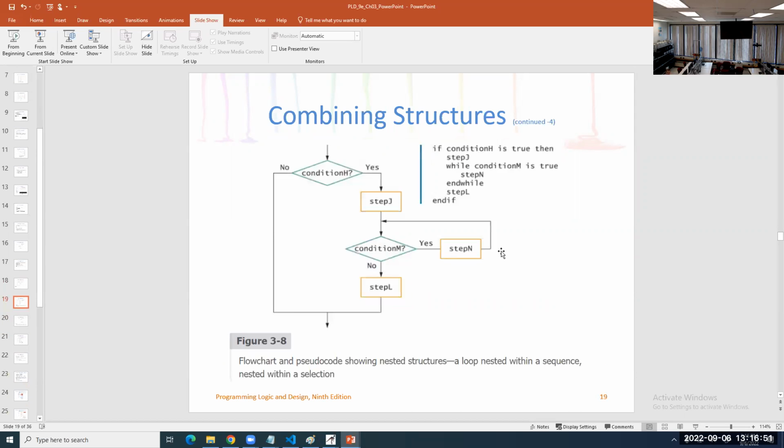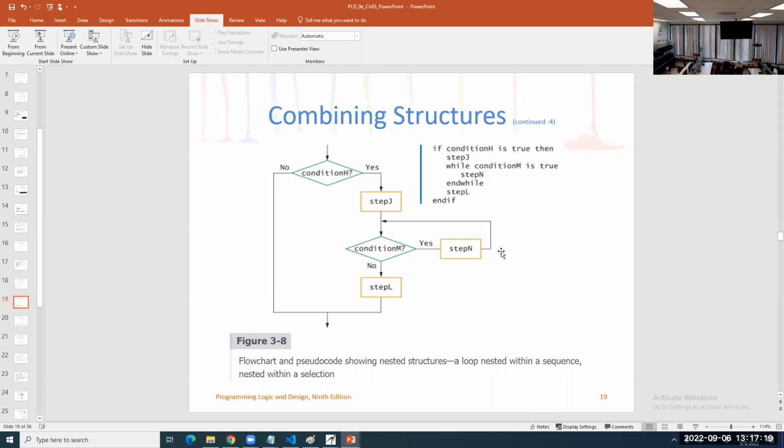Okay, so think about this one here. Now, when you want to translate it, you only have to go from the inner to the outer. Right? So see, for this one here, you have the loop inside the sequence, and the sequence here is inside the selection. So if you want to convert the structure of any program, you have to look from the inside. You have to look from inner, go to the outer.